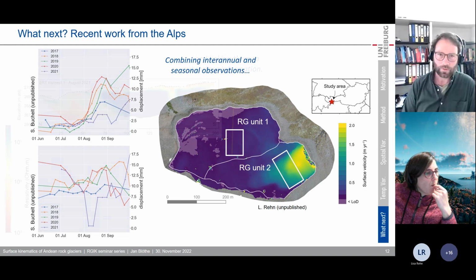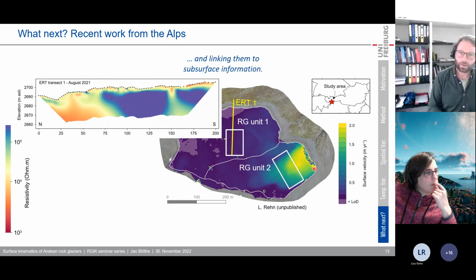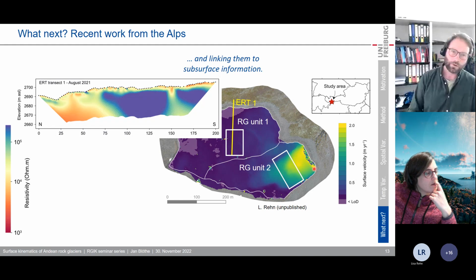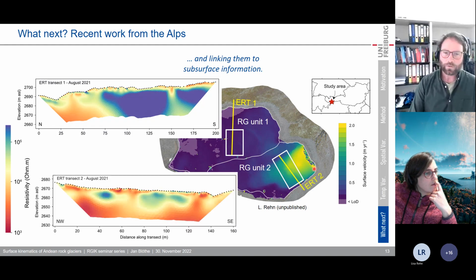And if we then have a look at subsurface information, in this case we are looking at ERT data here, we also see that there is a distinct difference between the slower moving part that shows a nice seasonality with very high resistivities, rather indicating massive ice in the subsurface, and the second rock glacier unit with much lower resistivities and less seasonality in its moving pattern.